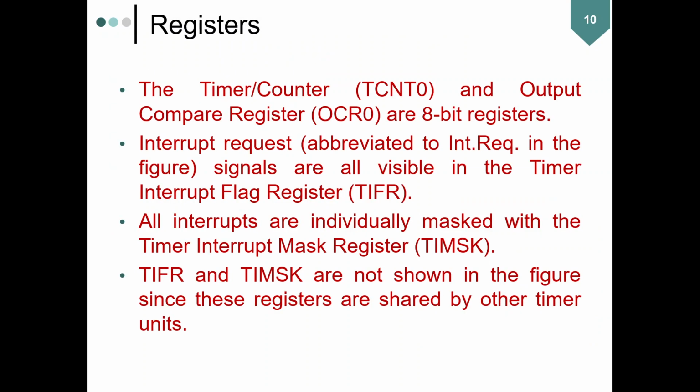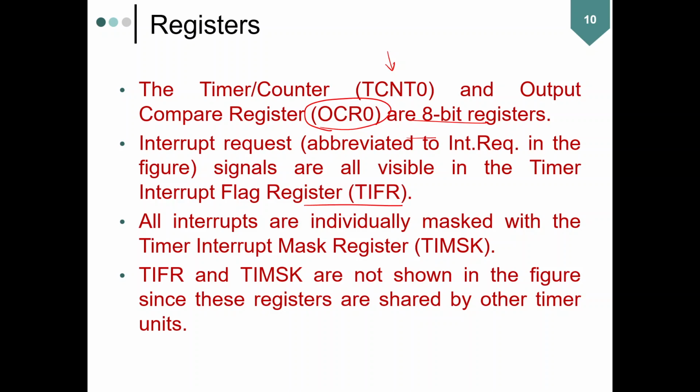So this is a bit of detail of the registers. First of all, you have the timer counter and output compare; these are 8-bit registers, right? Obviously this has to count, so this is an 8-bit counter, and this has to store an 8-bit value which will be compared to the timer counter. Interrupt request signals are all visible in the timer interrupt flag register. All interrupts are individually masked with the timer interrupt mask register. So the type of interrupt that you want to enable will be enabled in the timer interrupt mask register.